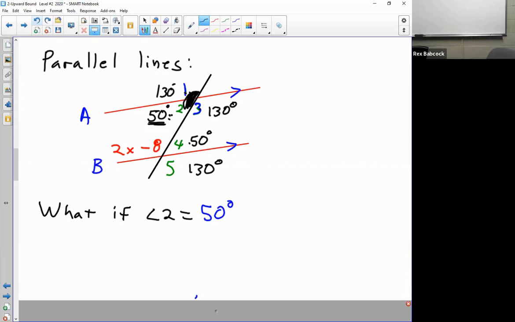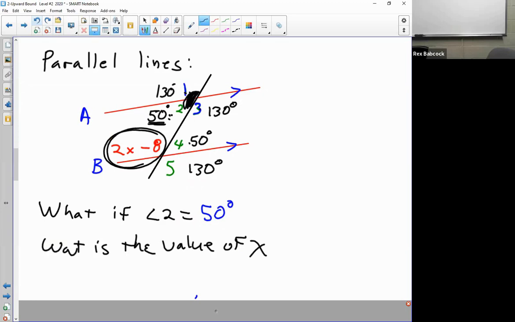What about this? What is the value of x? This angle is 2x minus 8. So what is x? Well, that's a little harder. They want you to set up an equation, and anytime you have to set up equations, it seems more difficult, but what they're wanting you to see is this. This angle and this angle should be equal, so the equation that I can set up, I could say that 2x minus 8 equals 130 degrees.